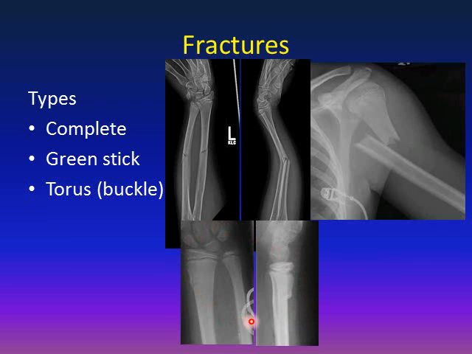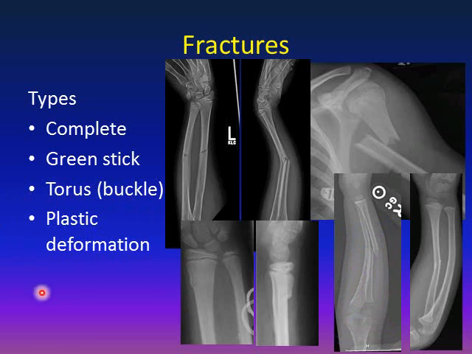Torus fracture means that only one cortex had failed. This fracture does not have angulation or displacement. These are very stable fractures. They can be managed by the pediatrician and they don't have to be transferred to the orthopedic surgeon.